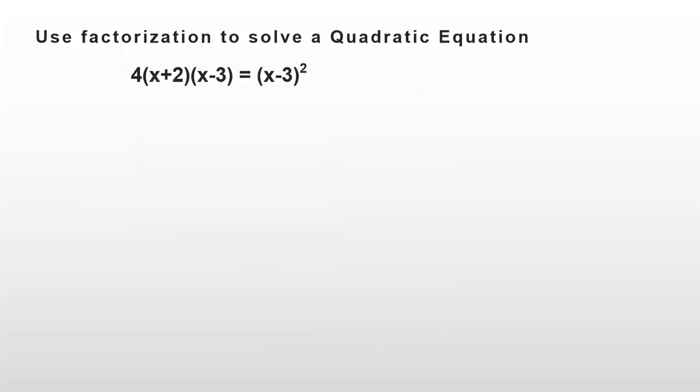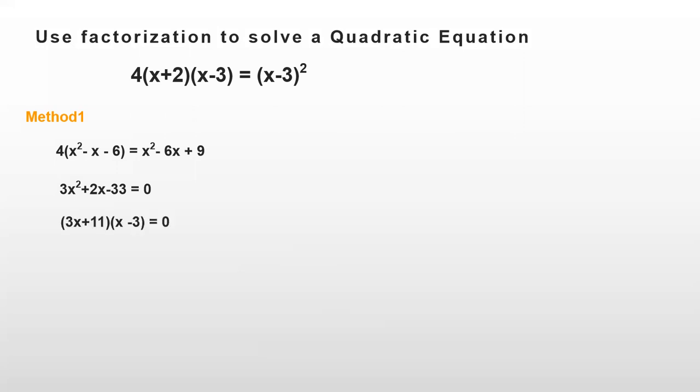Now let's look at an example. 4 times (x plus 2) times (x minus 3) equals (x minus 3) squared. The simplest and most straightforward way you could do this is to simplify it by using FOIL on both sides to get 4 times (x squared minus x minus 6) equals x squared minus 6x plus 9. And then you can continue to simplify to get 3x squared plus 2x minus 33 is 0, and then factor this, in which case you'll see it being used directly: 3x plus 11 times x minus 3 equals 0.